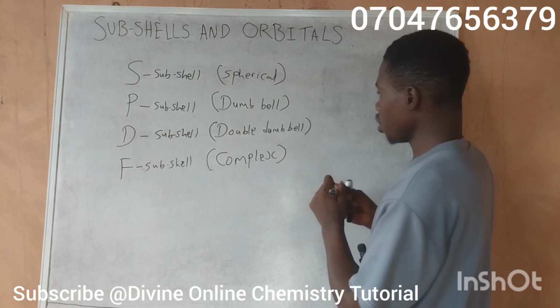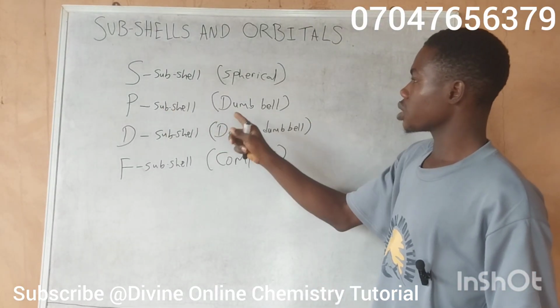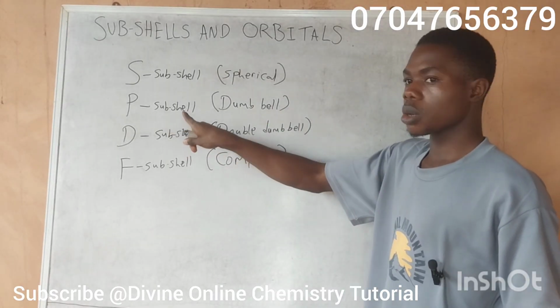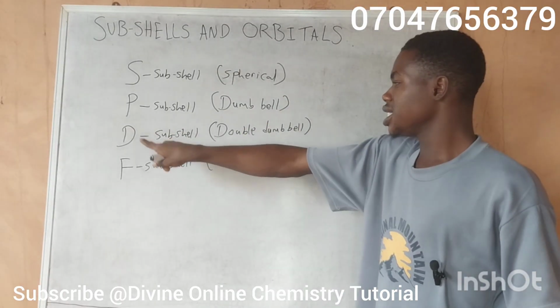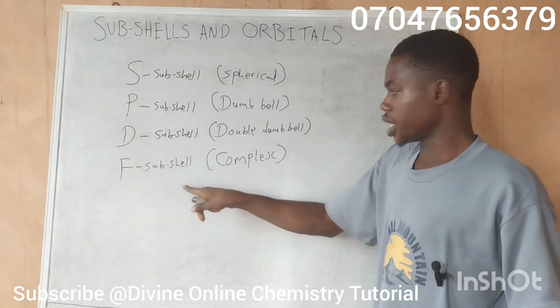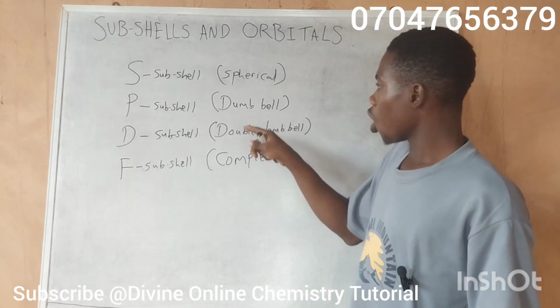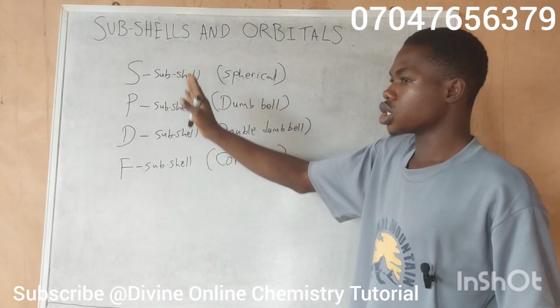So these are the various shapes of these subshells. The S subshell is spherical in shape. The P subshell is dumbbell in shape. The D subshell is double dumbbell in shape, while the F subshell is complex in shape. So you should please take note of the various shapes of the subshells.